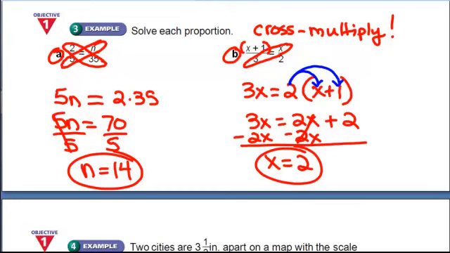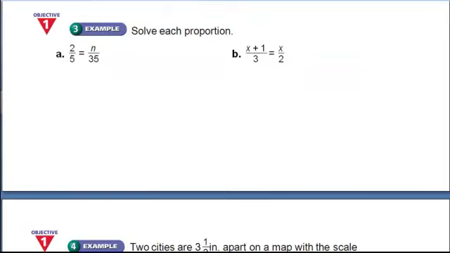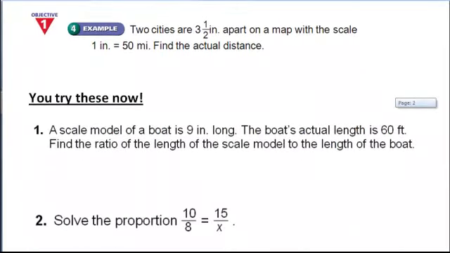Okay, now let's see how you set up proportions. If you know how to solve them, now you have to know how to set them up, which leads us to our next example. They will, in your word problems, sometimes give you scales to work with, and in order to solve, you're going to have to set up proportions. So this problem says 2 cities are 3.5 inches apart on a map with a scale 1 inch is equal to 50 miles. Find the actual distance.